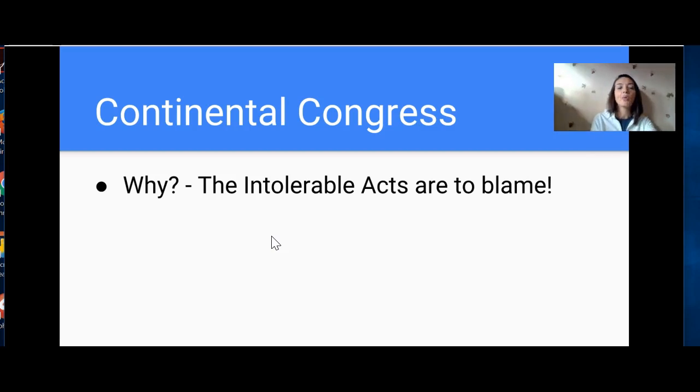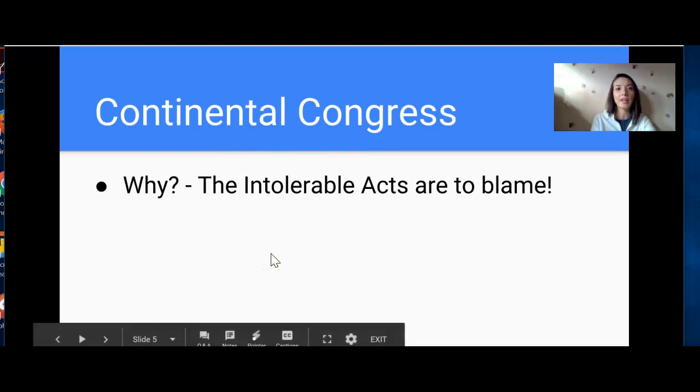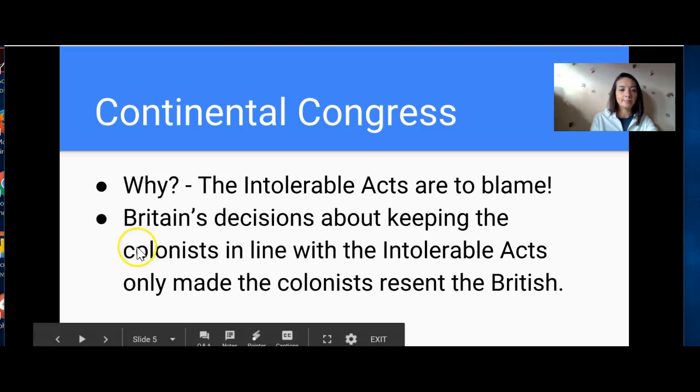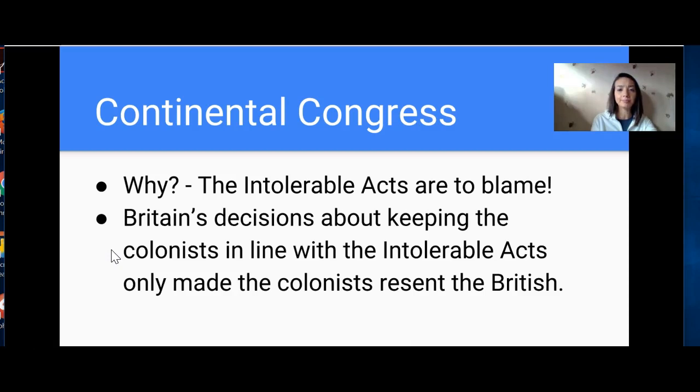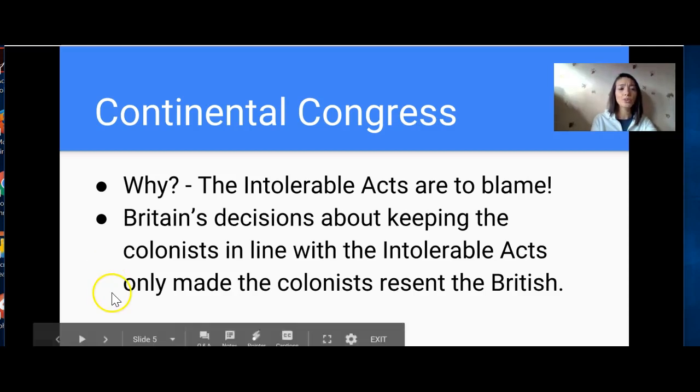The Stamp Act. Well, all of these laws, these acts, were put into place to control the colonists. Remember, King George III of Britain wants to make sure that the colonists are following his rules. And the colonists feel like these are too constricting of rules. So, if you ask why the Continental Congress met, let's blame it on the Intolerable Acts. Blame King George III. Okay, so this note reads, Britain's decisions about keeping the colonists in line with the Intolerable Acts only made the colonists resent the British.